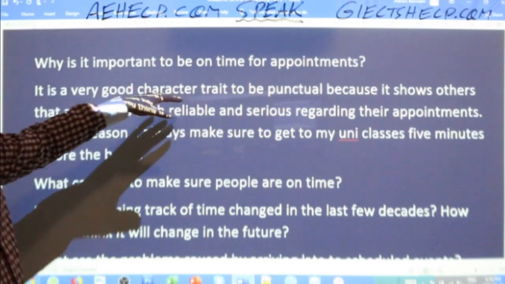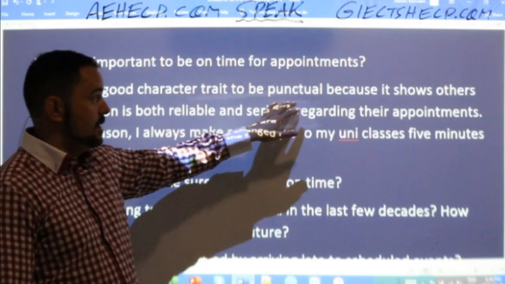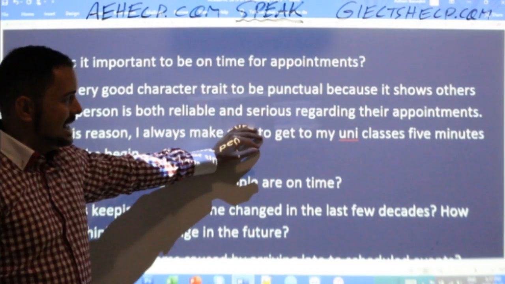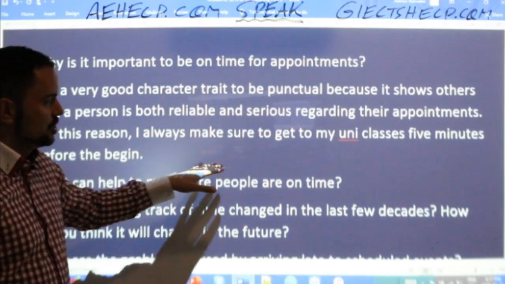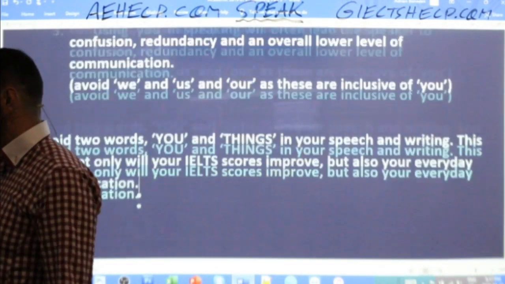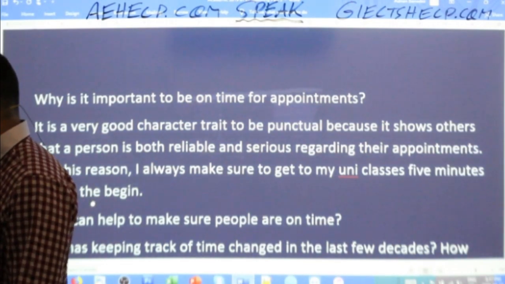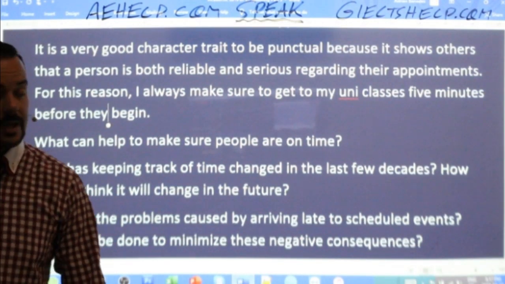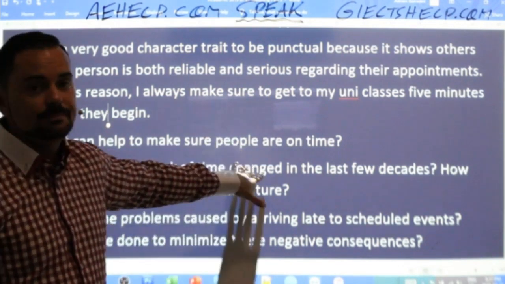Why is it important to be on time for appointments? It is a very good character trait to be punctual because it shows others that a person is both reliable and serious regarding their appointments. For this reason, I always make sure to get to my uni classes 5 minutes before they begin. Now, part 3, you get follow-up questions. And this could be your follow-up question. What can help to make sure people are on time?